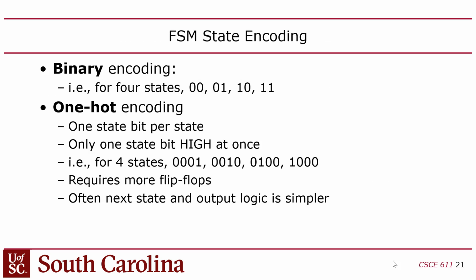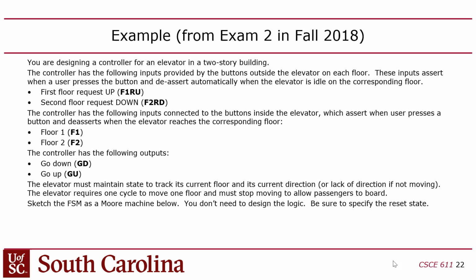Okay, so I'm going to go through a couple more examples here. This was an example that I came up with for an exam that I gave back in 2018. So you're designing a controller for an elevator in a 2-story building. The controller has the following inputs provided by the buttons outside the elevator on each floor. So you've got 2 floors. Since there's only 2 floors, you can only request up from floor 1 and down from floor 2.